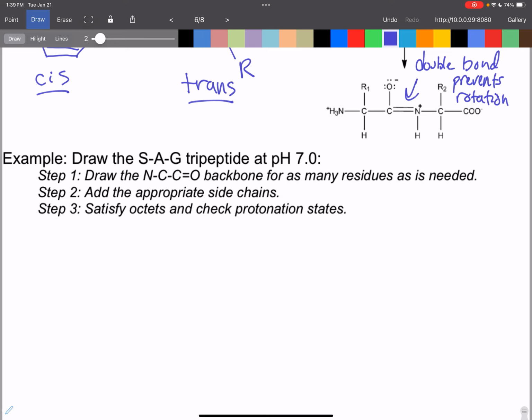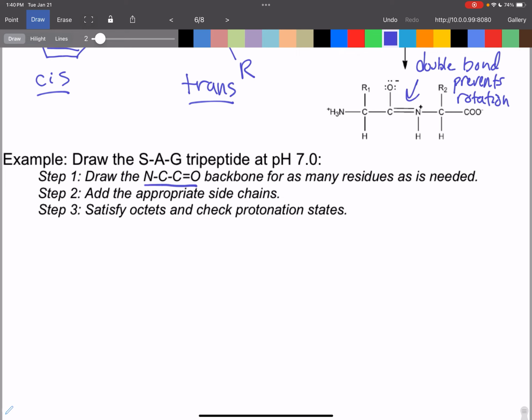So what we're going to do is start with step one, and that is to draw those backbone atoms for as many residues as is needed. So since this is a tripeptide, we're going to go through the backbone atoms N, C alpha, C double bond O 3 times. So I'm going to draw that. I'm going to do this in line angle notation. So I'll start with drawing the N and then C alpha. I'm not going to label it alpha, but that is the alpha carbon. And then C double bond O.